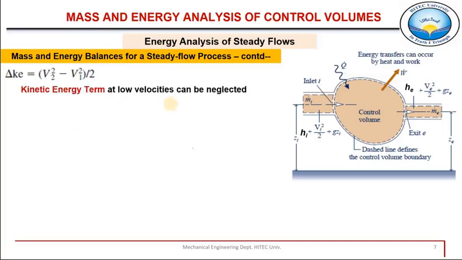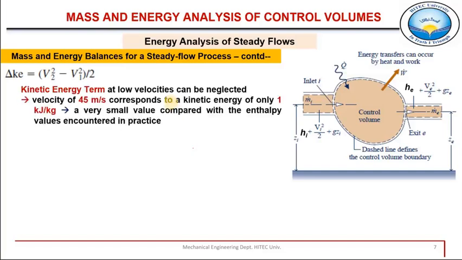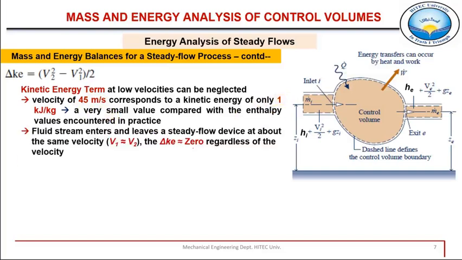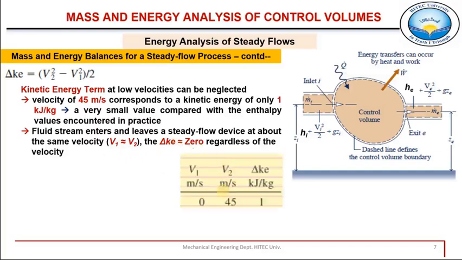So this kinetic energy term at low velocities can be neglected. I have given this example. This change in velocity of 45 meter per second represents a kinetic energy of only 1 kilojoules per kilogram. So a fluid stream enters and leaves a steady flow device at about the same velocity. If V1 is nearly equal to V2, then we can simply say this delta KE is 0, or the change in kinetic energy is 0 regardless of the velocity.